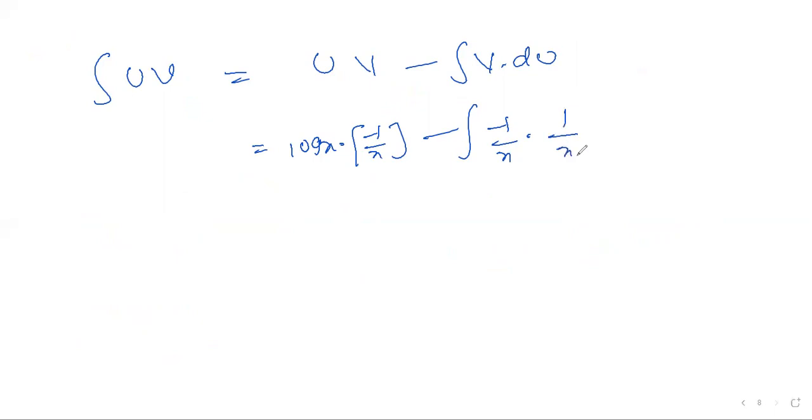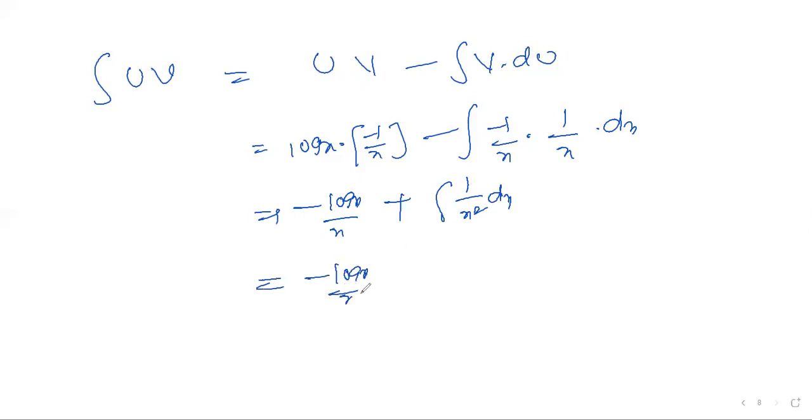du is 1 by x, so 1 by x into dx. Next, here minus log x by x, minus into minus plus integration of 1 by x square dx. Again you can do it: minus log x by x, again integration of 1 by x square. What I can do? Just now I got minus 1 by x plus c. So we'll take a minus common directly. You can write log x plus 1 by x.